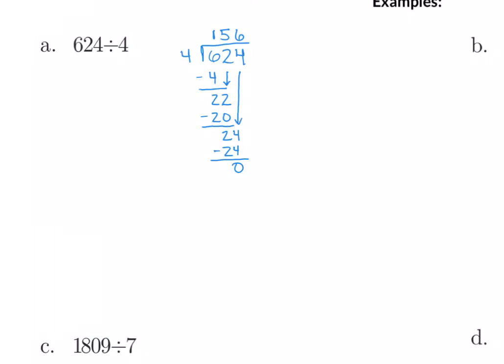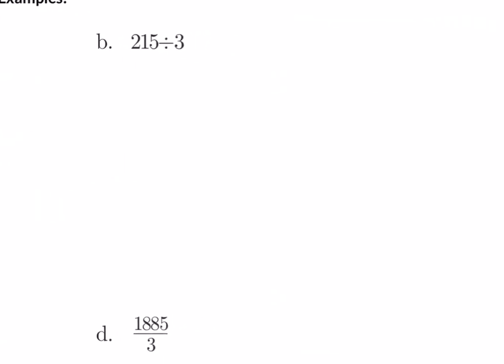Okay, let's try a couple more. Let's look at 215 divided by 3. So again, my first number goes inside. My second number goes outside. So starting on the left, I need to move to the right until I can divide by 3. Can I divide 2 by 3? The answer is no. We're going to add in another digit. Can I divide 21 by 3? And the answer is yes.